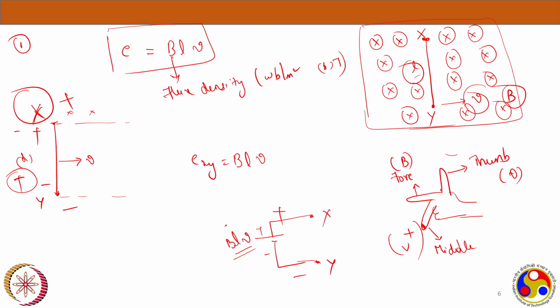Now, if you see this particular expression BLV, if velocity is constant, the conductors move with constant velocity, and you are applying a constant magnetic field, B is constant, velocity is constant, and length is always constant, then the output will be a constant voltage. Constant voltage is what? A DC voltage. It's not alternating. The output is a constant DC voltage if the velocity is constant and also the applied magnetic field is constant. So that's Fleming's right hand rule.